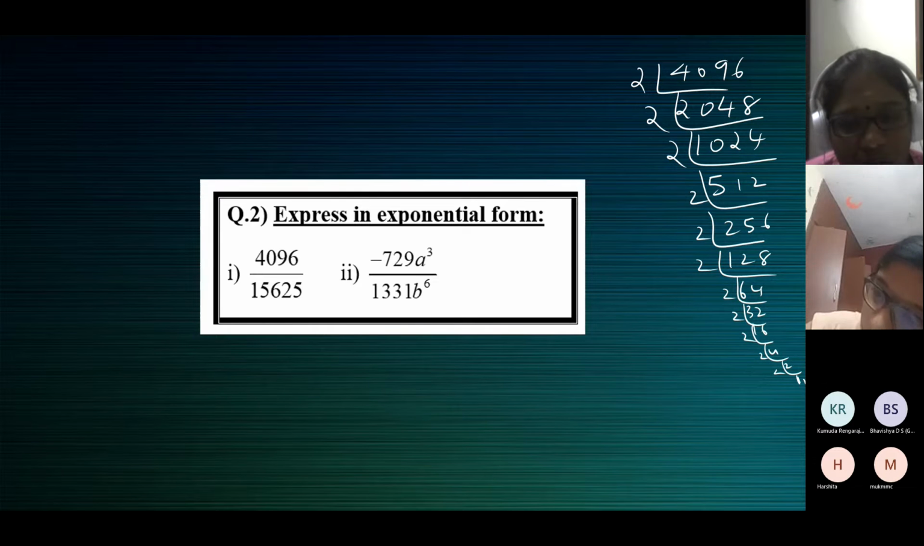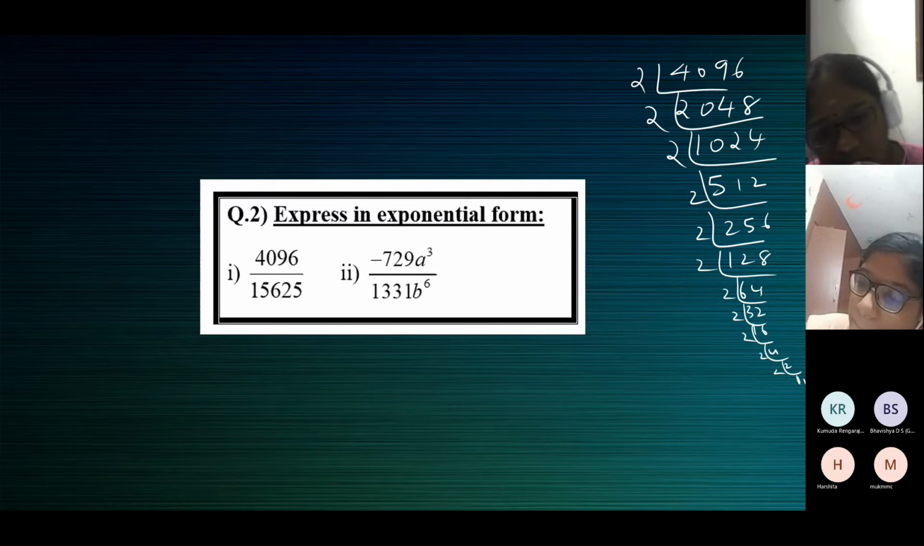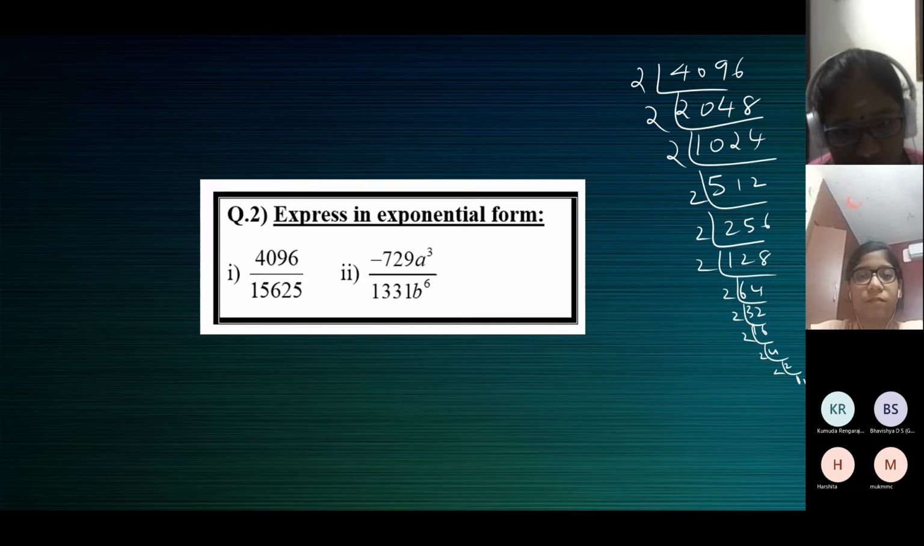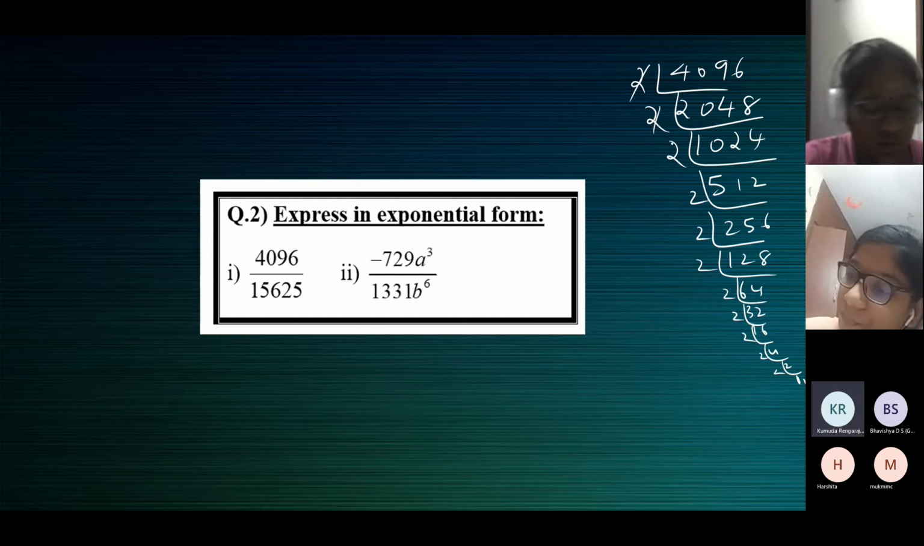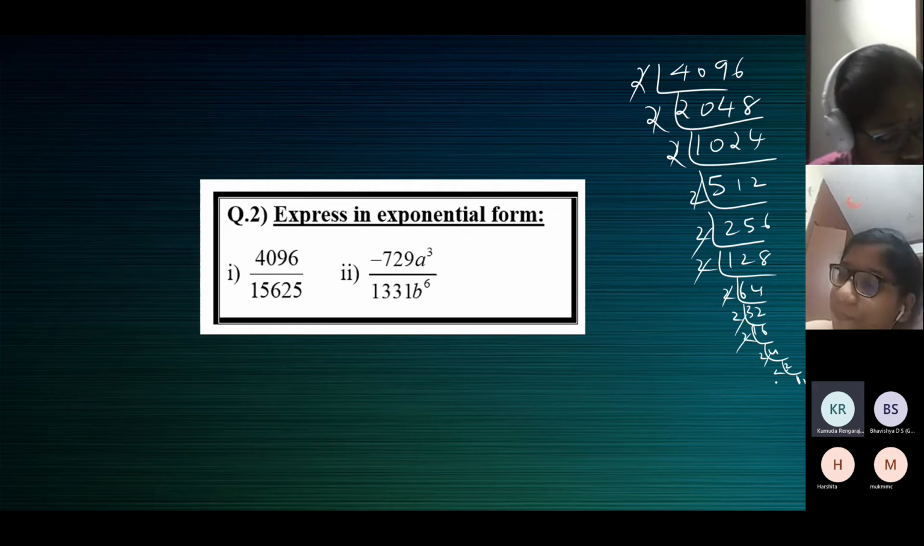Ma'am, 4096 is 2 to the power 11, ma'am. 2 to the power 11, ma'am. Very good. 2 to the power 11. No, I didn't count. 1 2 3 4 5 6 7 8 9 10 11.